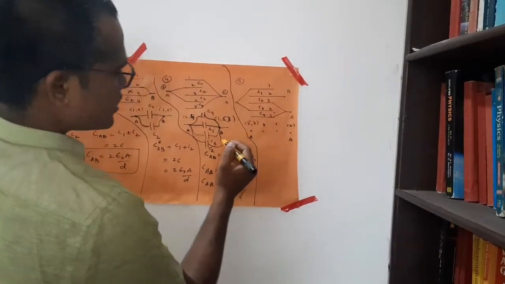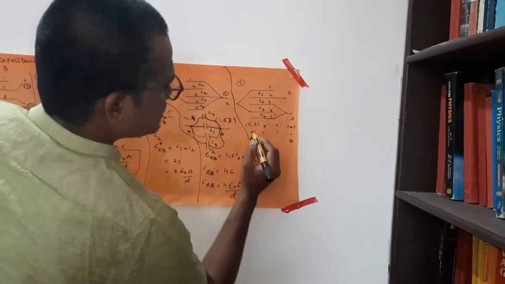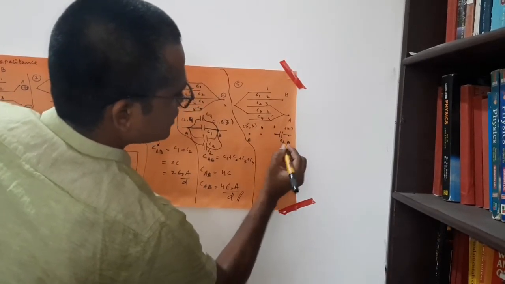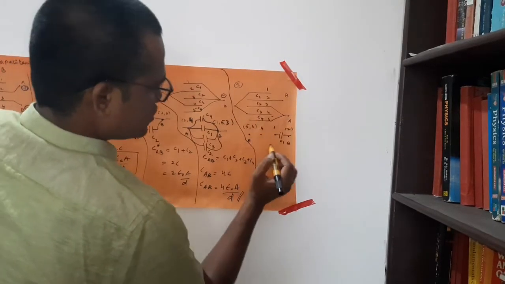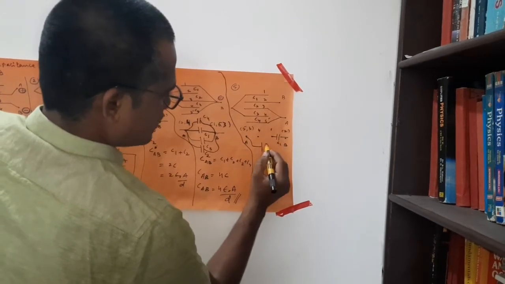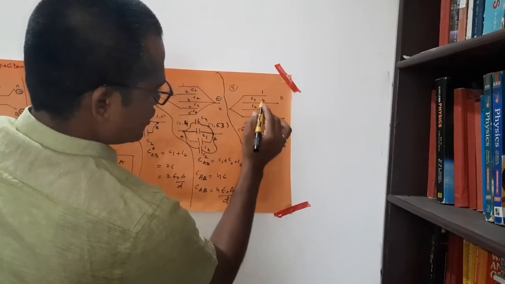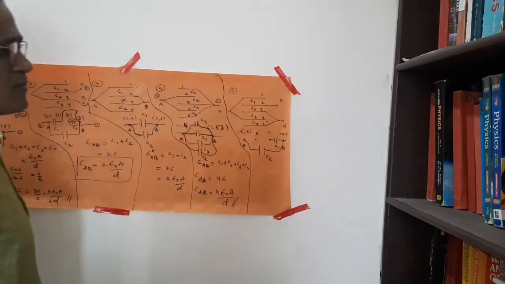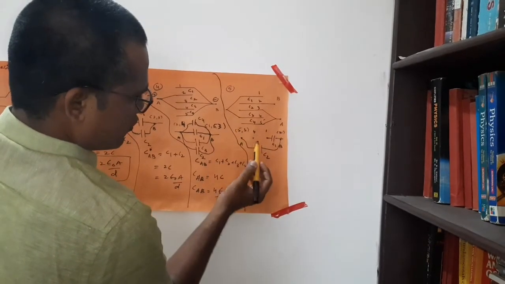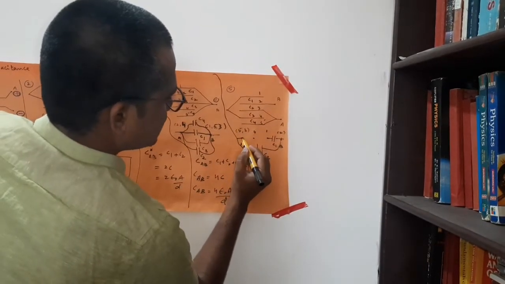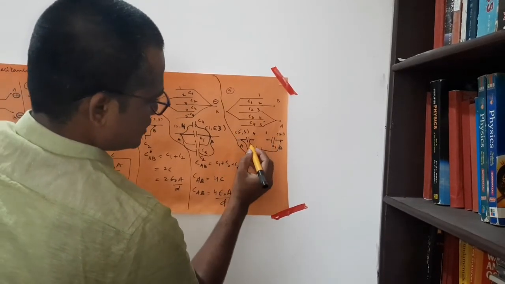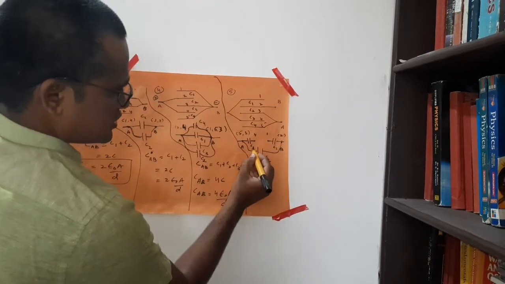Now I'll place the capacitors. Between 1 and 2, C1 is there. Where is 1? Here is 1, here is 2. I'll call this C1. Now between 2 and 3, C2 is there. Here is 2, here is 3. I'll take it here. Now between 3 and 4, which capacitor? C3. Here is 4, here is 3, so I'll place one capacitor here. This is C3.